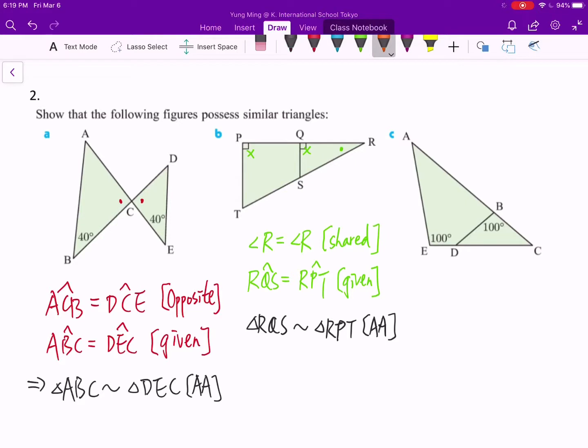Now the last one is a little bit tricky. If you actually break the two triangles down, you will see something like this. You will have the big triangle being AEC with 108 degrees over here. And you have a smaller one that's called DBC that has 100 degrees over here. Okay, so first of all, you'll compare these two, the 100 degrees over here. You will say angle AEC is equal to angle DBC because this is given.